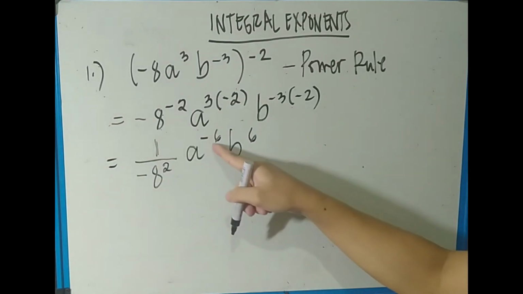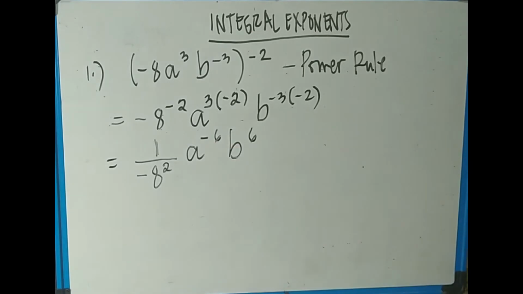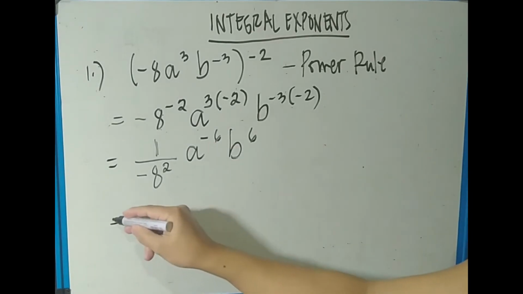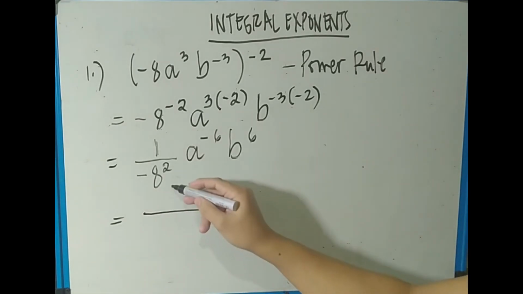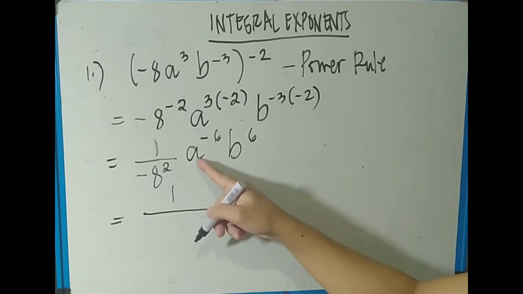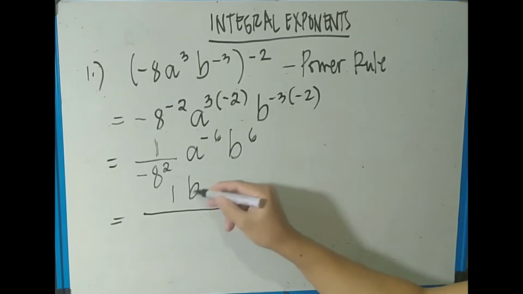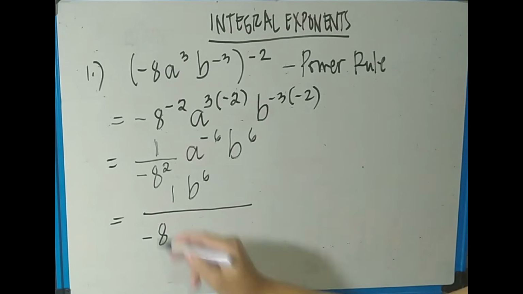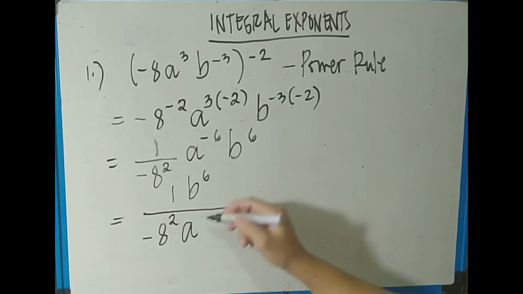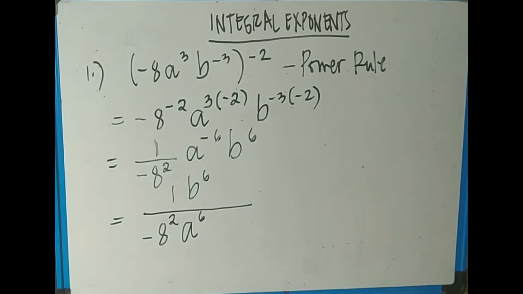So for this case, meron pa tayong negative exponent sa taas, no? So gagawin natin, bababa lang natin siya. Kasama po siya ng negative 8 square. So bale, ang mangyayari sa kanya will be 1. Then since this is negative, bababa natin siya. And may iwan sa taas lang yung b raised to 6. So yung nasa baba as denominator will be negative 8 squared. Then a raised to, since this is negative, this become like positive 6.